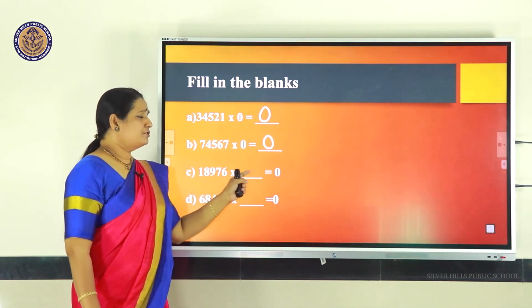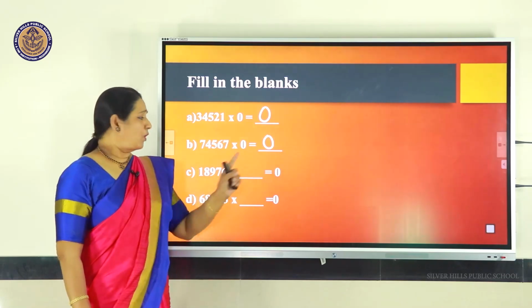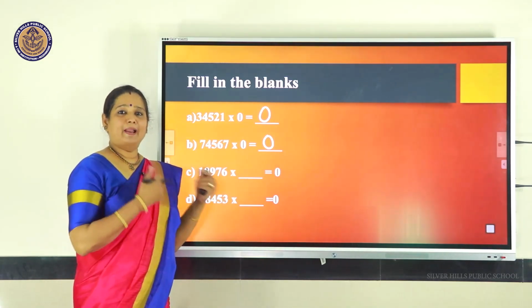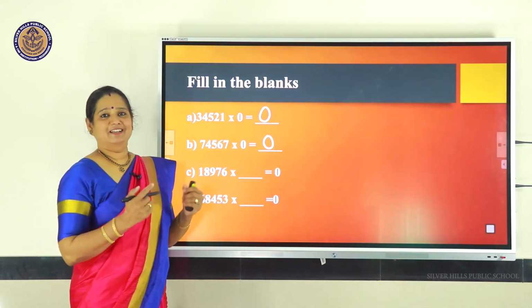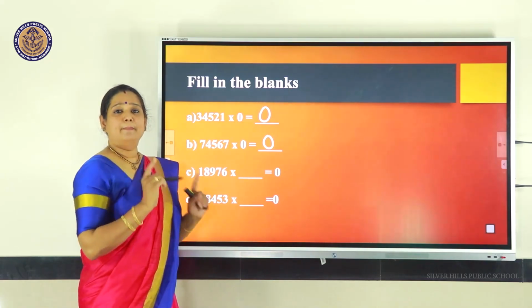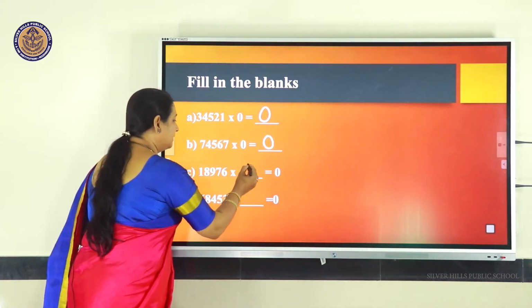But see, sometimes we will get a question like this: 18,976 into some number, and you will get the answer 0. So what number will come here? Don't worry, apply the second property of multiplication. That is, when we multiply any number by 0, the product will be 0. So here also 0.